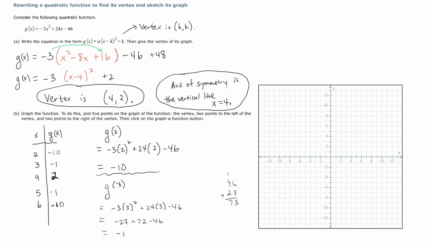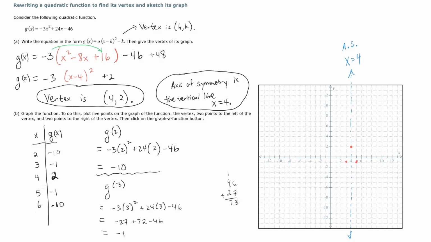Let's plot this parabola, or this parabolic function. Let's plot the vertex first. 4, 2. And this parabola is going to open downward. Let's plot 3, -1. That means we have 5, -1. And if it helps, draw the axis of symmetry. Usually we draw it as a dotted vertical line. And we could go ahead and label that. That's x equals 4. So that is the axis of symmetry.